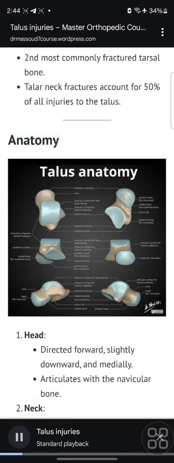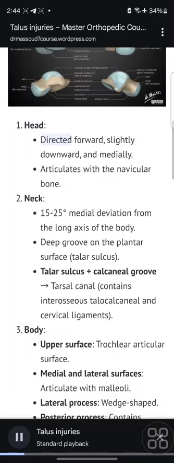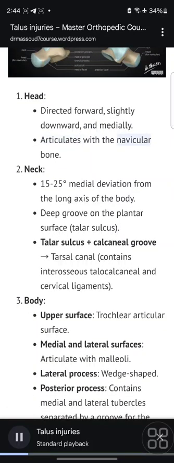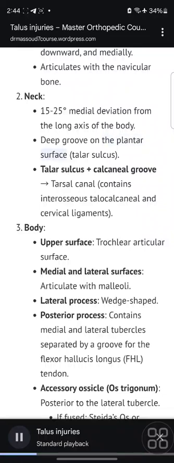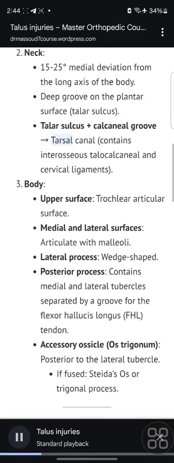Anatomy. 1. Head. Directed forward, slightly downward, and medially. Articulates with the navicular bone. 2. Neck. 15 to 25 degrees medial deviation from the long axis of the body. Deep groove on the plantar surface, talar sulcus. Talar sulcus plus calcaneal groove form the tarsal canal, which contains the interosseous talocalcaneal and cervical ligaments.